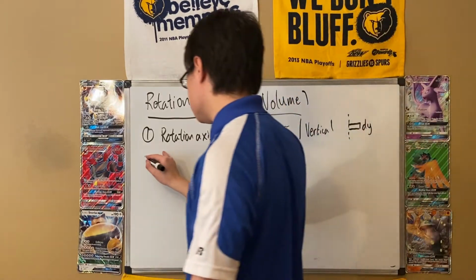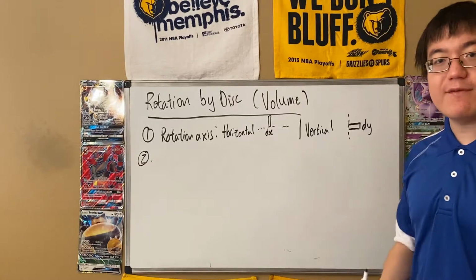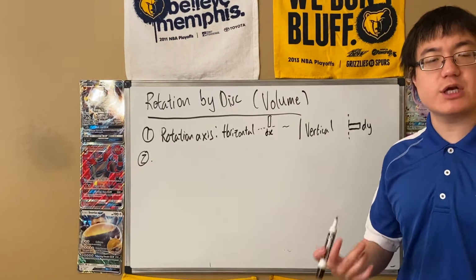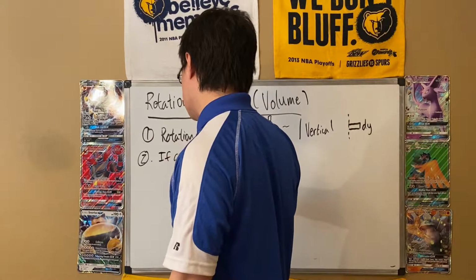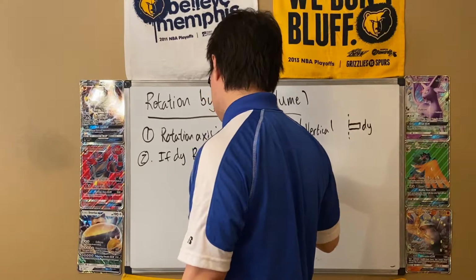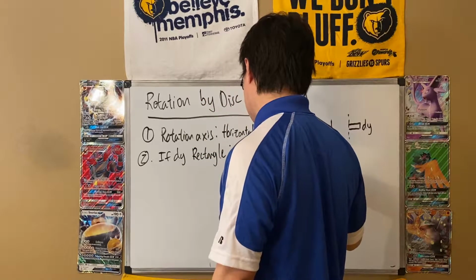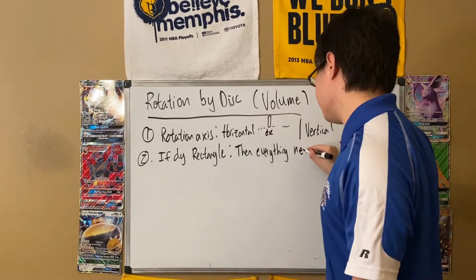Step 2 only occurs in certain cases, but if you have a dy rectangle, what you want to do is change everything to be in terms of y's. So if it's a dy rectangle, then everything needs to be y's.